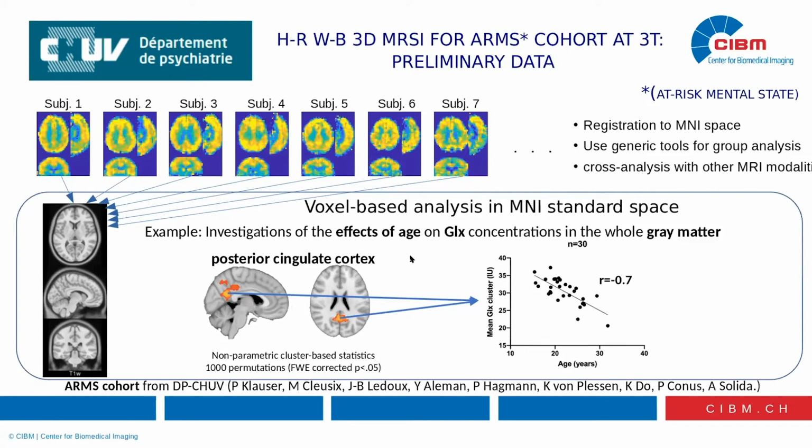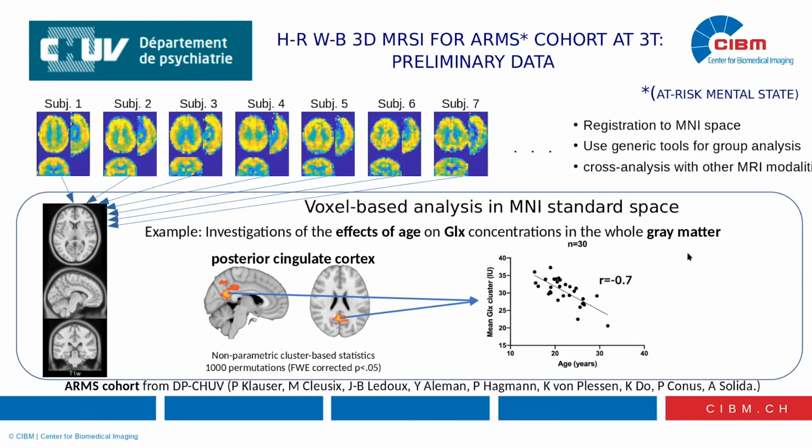For instance, it could be observed, a correlation on the GLX, the glutamine level, in the posterior cingulate cortex using a specific... Well, I'm not an expert in this kind of clinical neuroscientific group analysis, but it's a cluster-based analysis that shows that in this specific cluster we reach a high correlation of the GLX level with age, and this is a well-known result in the literature.